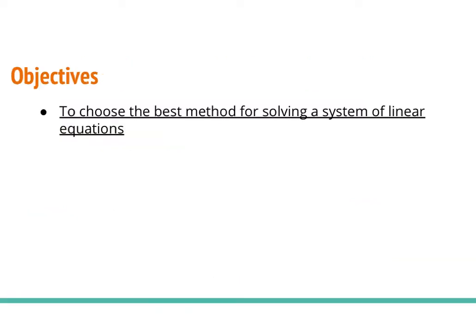Our objective in this lesson is to choose the best method for solving a system of linear equations. Okay, so guys, we've already talked about 3 different ways, right? 6.1 was the graphing way, 6.2 was substitution, and 6.3 was elimination. Now, our objective in this lesson is to choose the best method for solving certain ones.